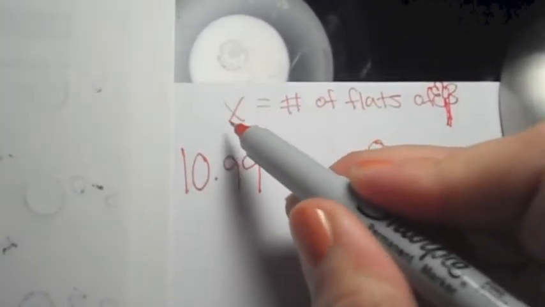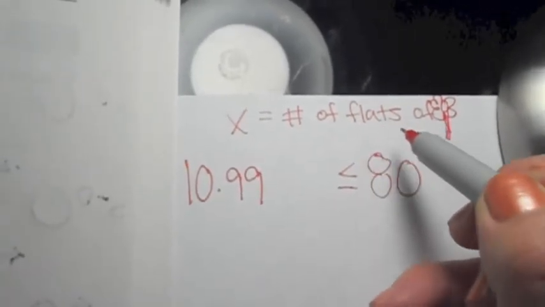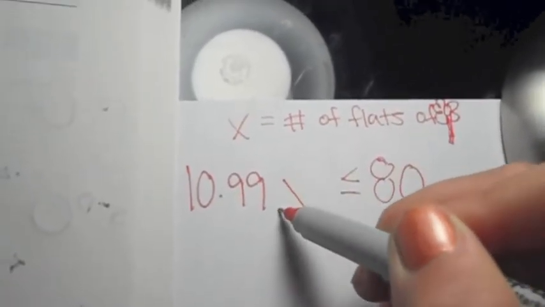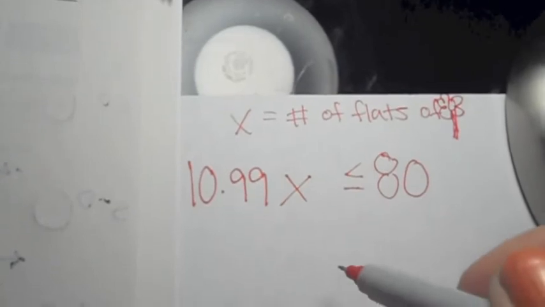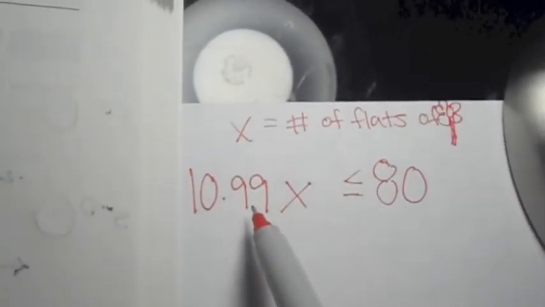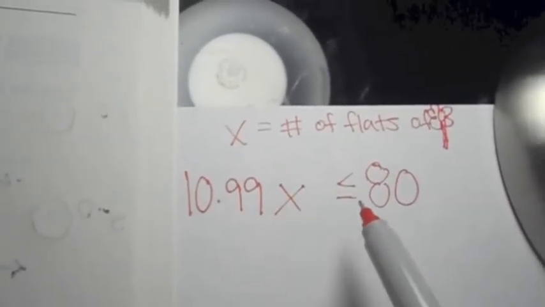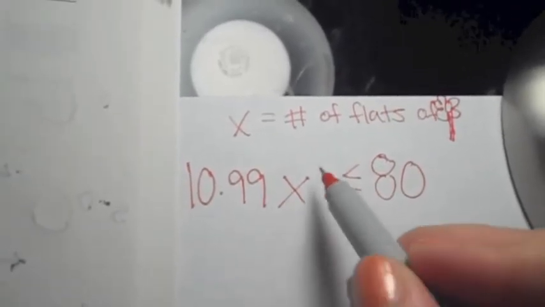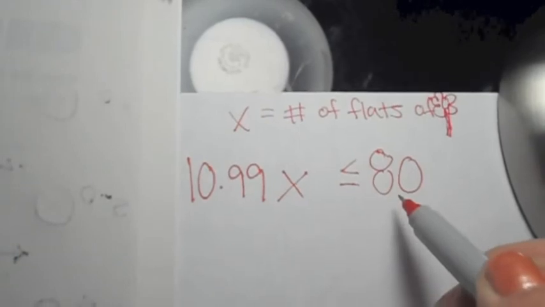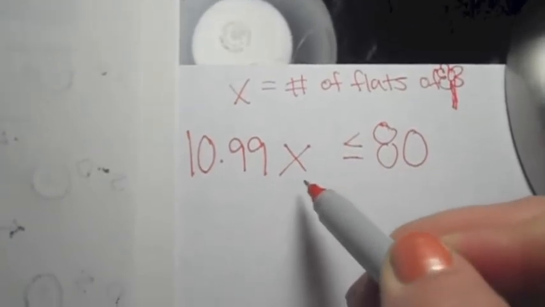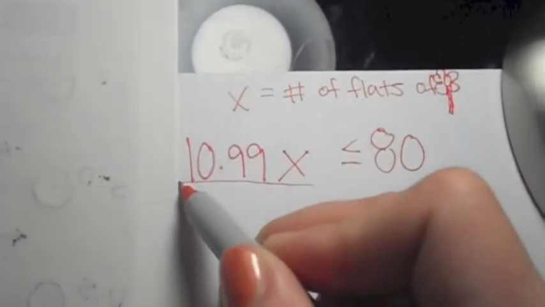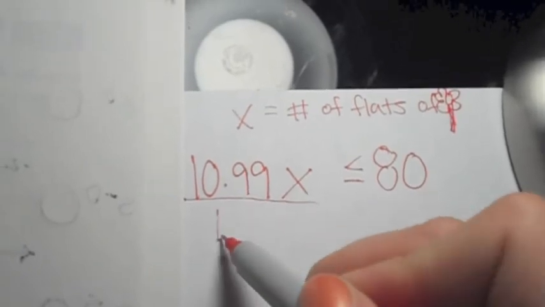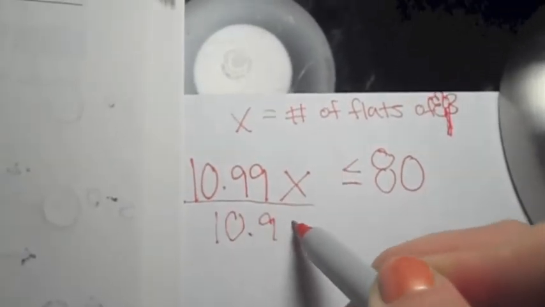Now, we don't know the number of flats of flowers that we have yet. So we're going to put an X there so that we can figure that out. We know that we're going to multiply the cost by the number of flowers to figure out what number of flowers we can get that's less than our budget. So we want to get X by itself. It's being multiplied by $10.99, so I'm going to divide by $10.99.